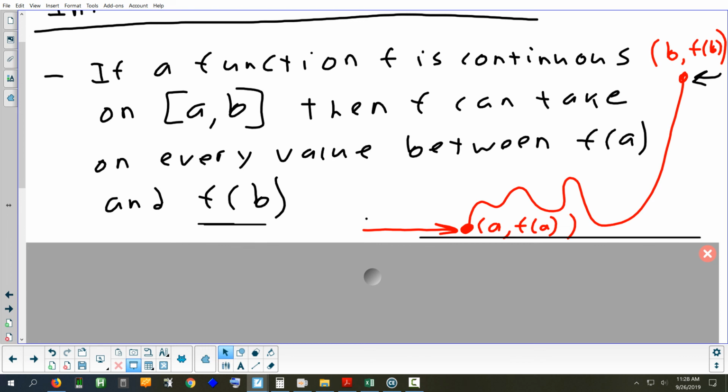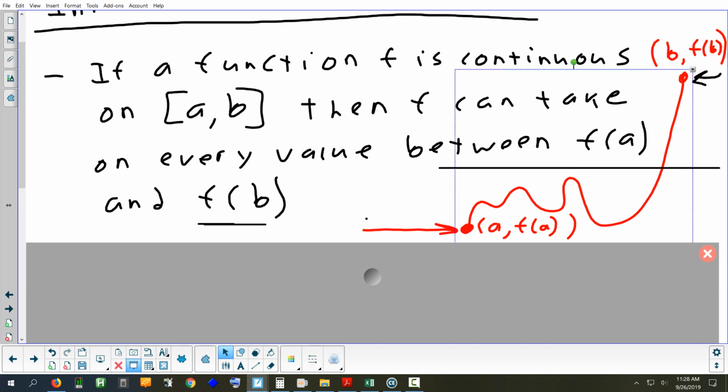If it's continuous. If it's discontinuous, then no, you may skip. Right? But that's continuous, so you're going to go through every y value at some point. You might even go through the same y value more than once. Looks like I go through that y value 1, 2, 3, 4, 5 times. I'm not guaranteeing how many times you'll go through it, but I will guarantee you go through it at least once. Like that one right there.